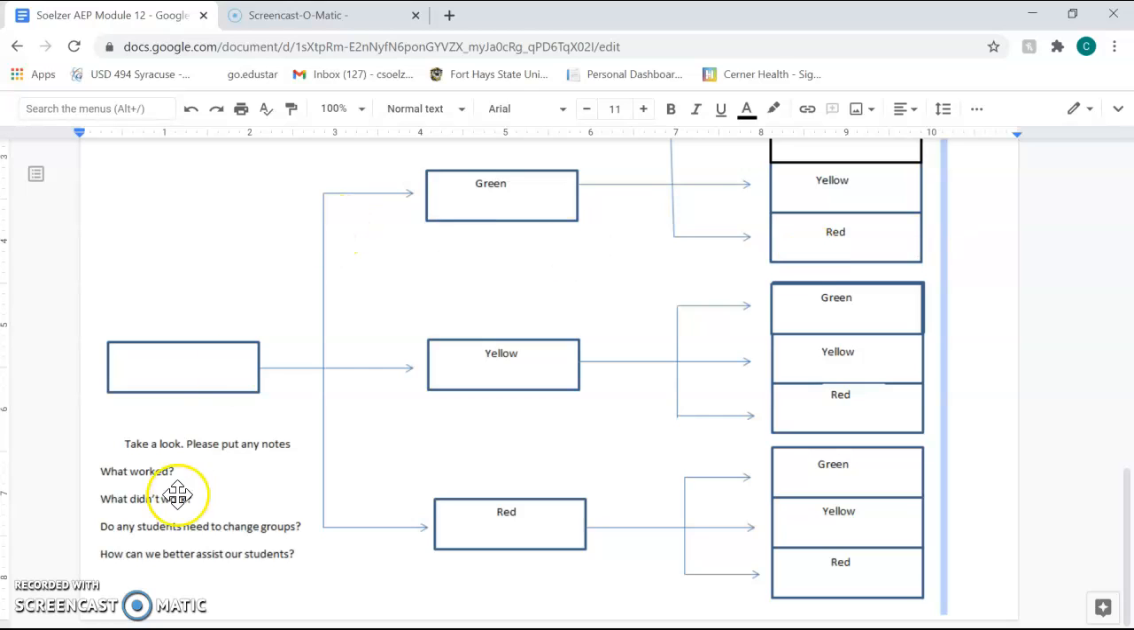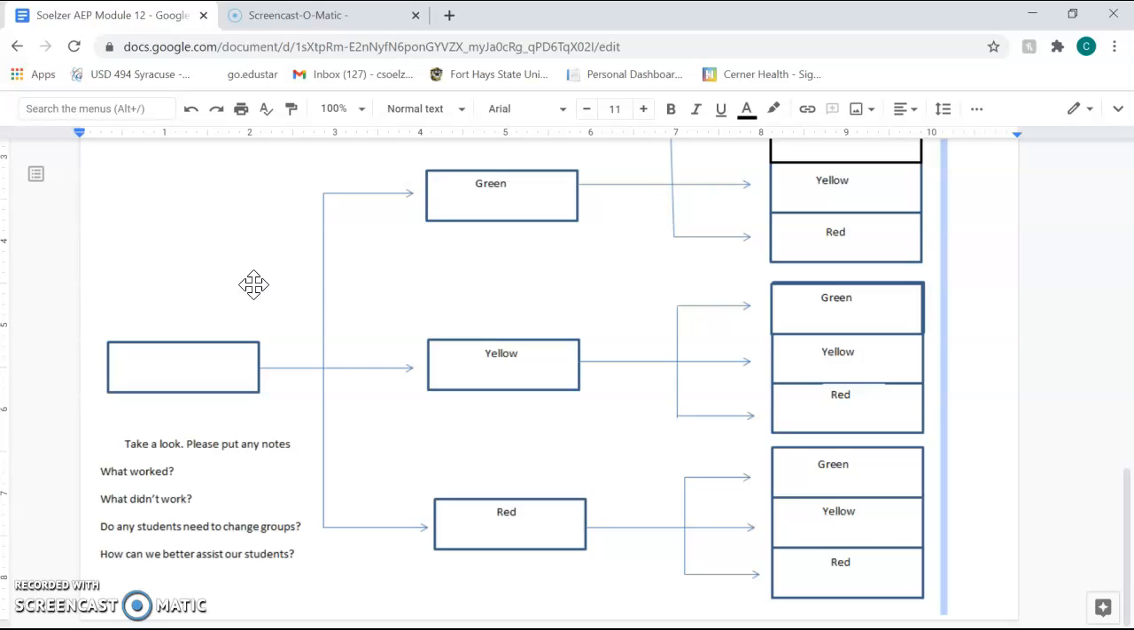I have a checklist here for teachers because this helps the teachers understand that they are being heard. Okay, so some discussion points are what worked, what didn't work, do any students need to change groups? So if they started off in the yellow group and now they're green, do we feel comfortable moving them up to the green group because they are doing a lot better?